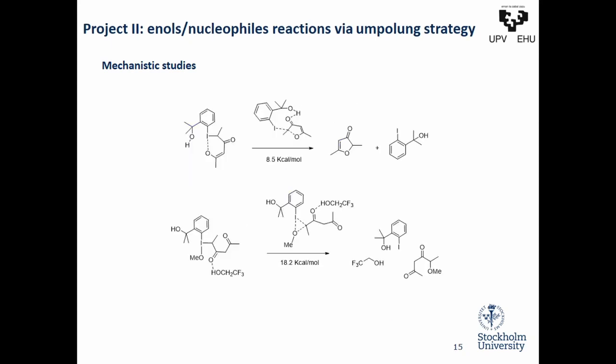From there, we wanted to understand why we form the cyclic compound only and not the linear product. And this can be explained because the energy of the formation of the cyclic compound is 8.5 kilocal. That is really low compared to the 18.2 kilocal if we compute with the same substrate for the formation of the linear product. And this totally explains why we get selectively the cyclic compound.